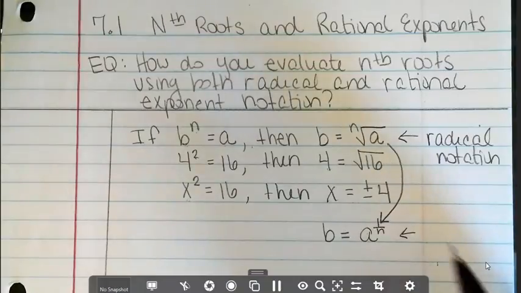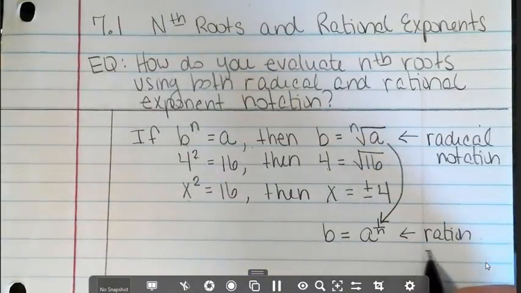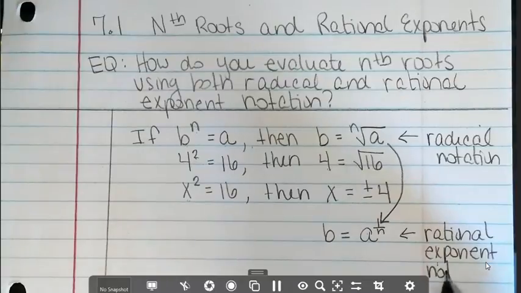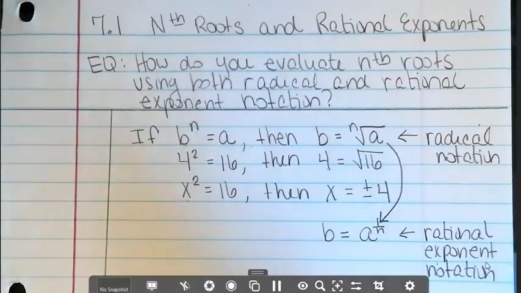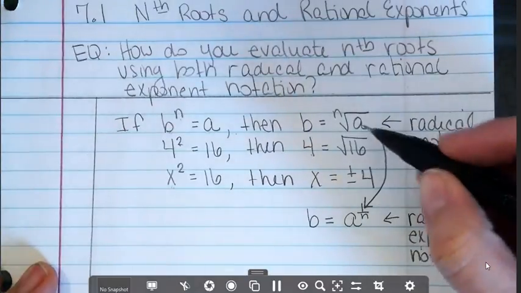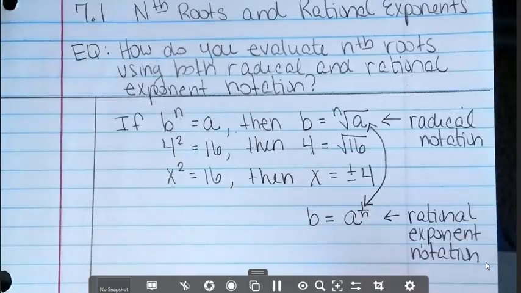Okay, and we call this rational exponent notation. Okay, so there's 2 ways to do this, right? Both ways are equal. Okay, and put a little arrow there to show you that.